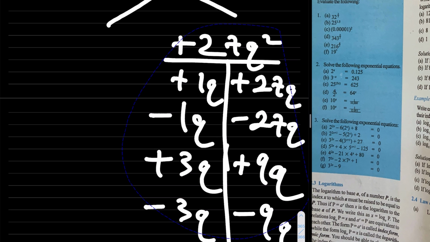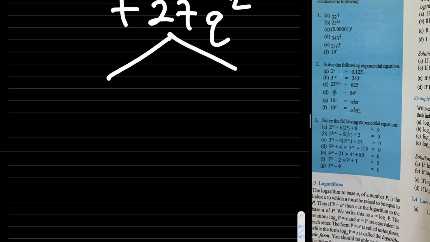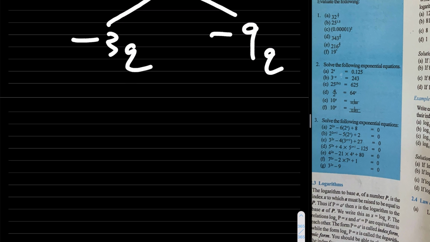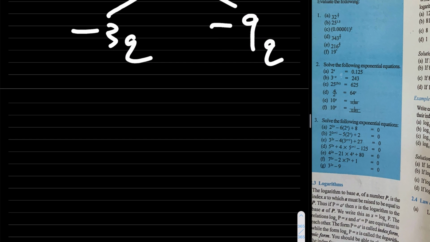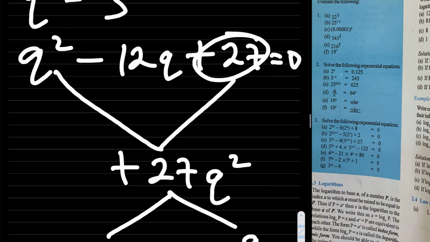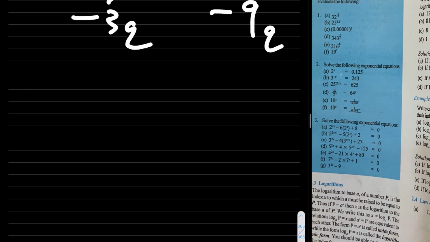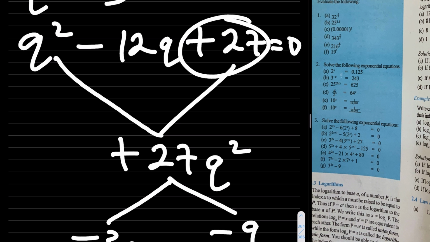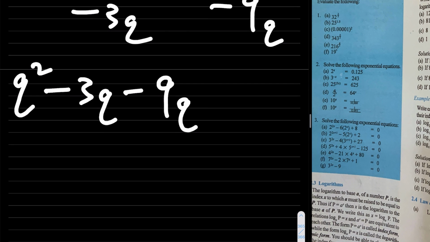So that's what we replace minus 12q with: minus 3q minus 9q. Don't let your 9 look like a q. So that simply means q squared, and instead of minus 12q, write minus 3q minus 9q, plus 27 equals 0.